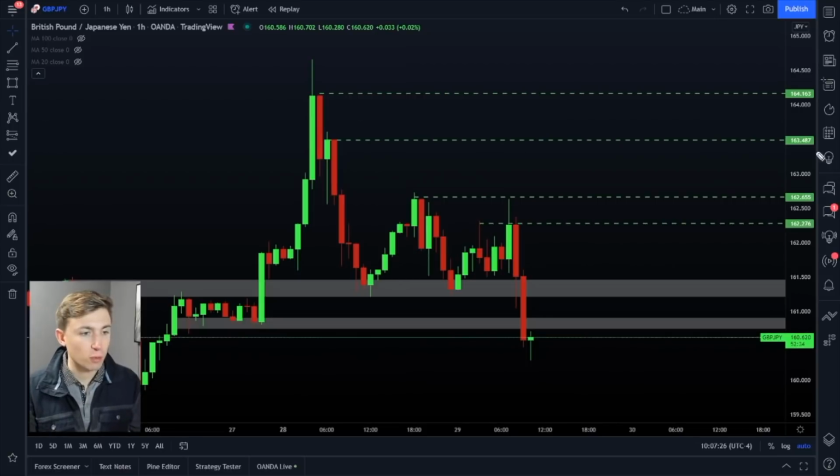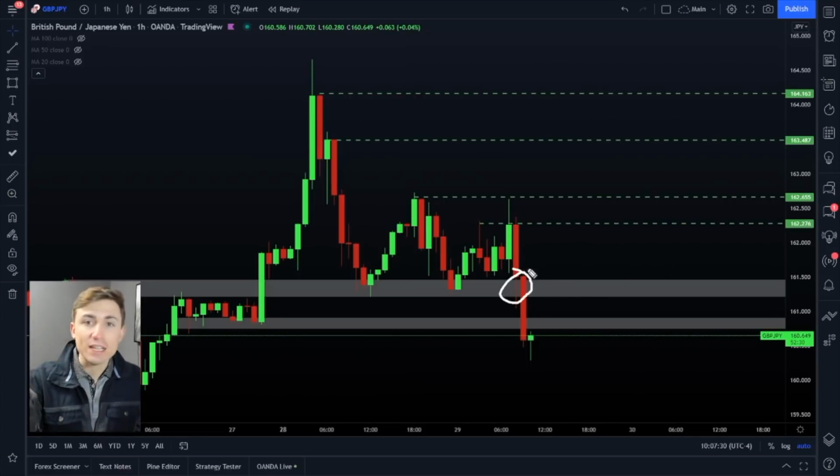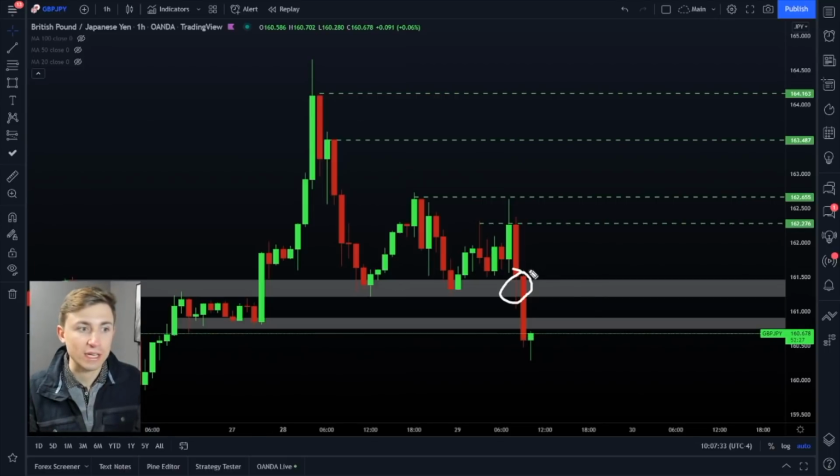This is a trade that didn't work out. Unfortunately, my entry was a bit early, and it doesn't mean that I can't find a potential secondary entry to try again on pound yen going forward.